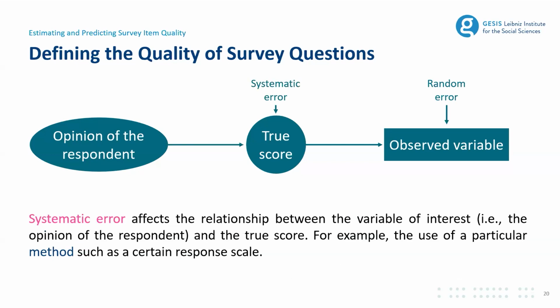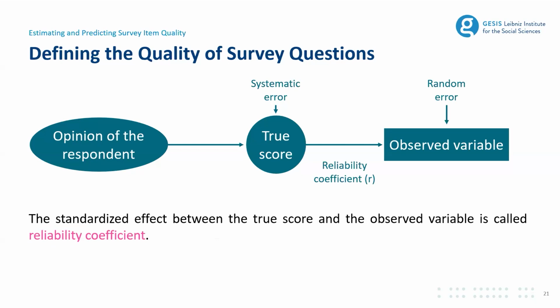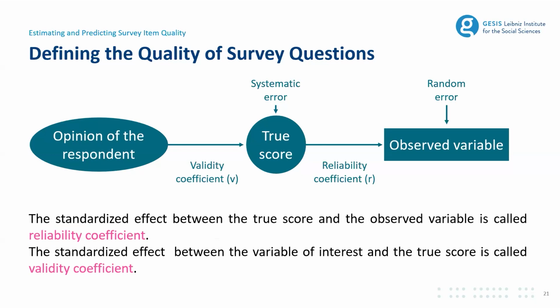Systematic error is the other type of error. It affects the relationship between the variable of interest, so again, the opinion of the respondent, and the true score. So, for example, if you use a different method or a very particular method, such as a certain response scale. A person will respond differently if presented with an 11-point scale or with a 5-point scale. And then in this model here, the standardized effect between the true score and the observed variable is called reliability coefficient, and the standardized effect between the variable of interest and the true score is called validity coefficient.